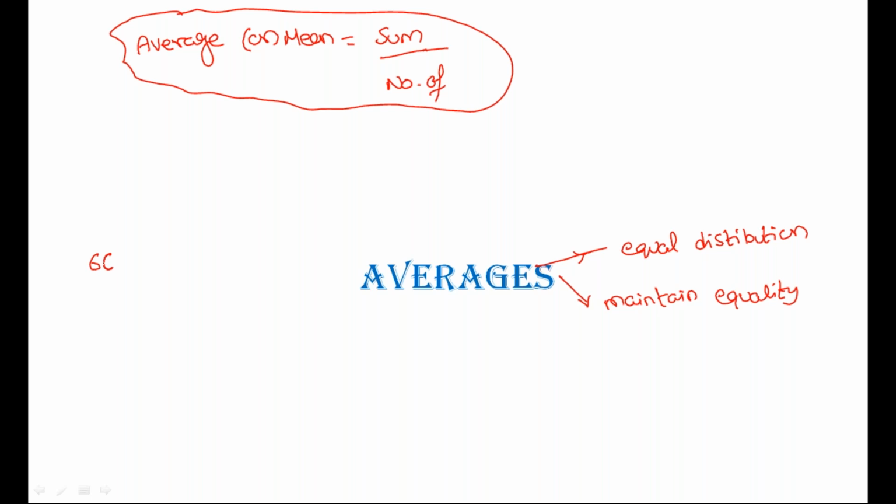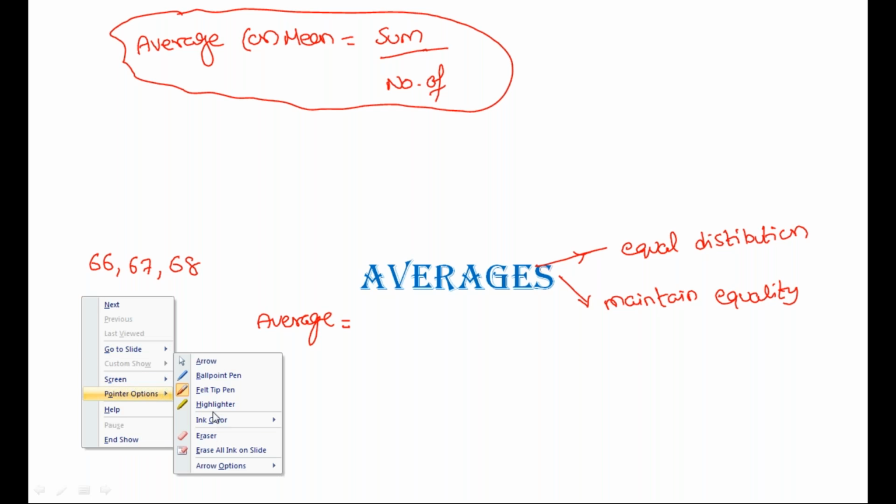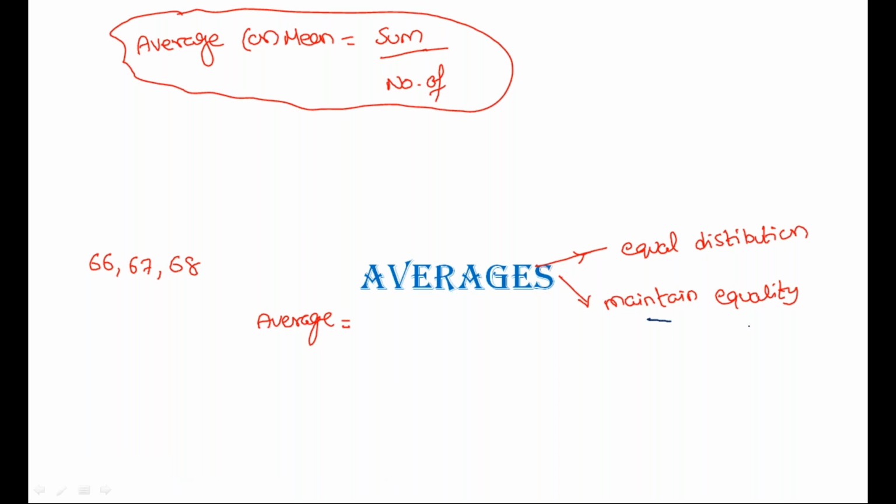Suppose I have 66, 67 and 68. If you want to find the average, are all equal here? No. Now average will play a role. When all are not equal, average will play a role. I have to maintain equality, or do equal distribution. I'll take 1 from this 68 and add it here. So now what will happen? 67, 67, 67, all are equal. When all are equal, equal distribution has happened. Average is 67.